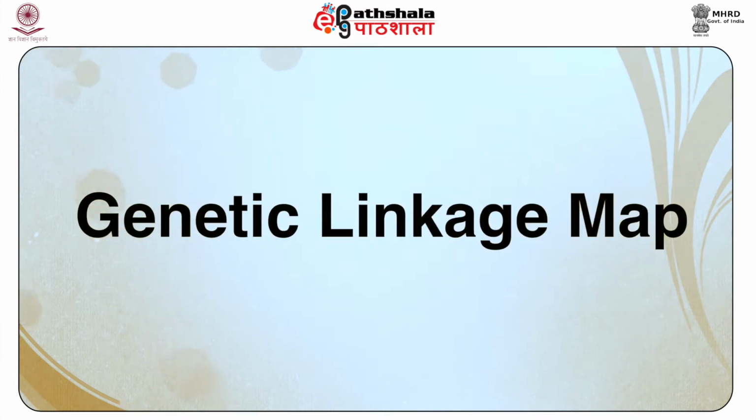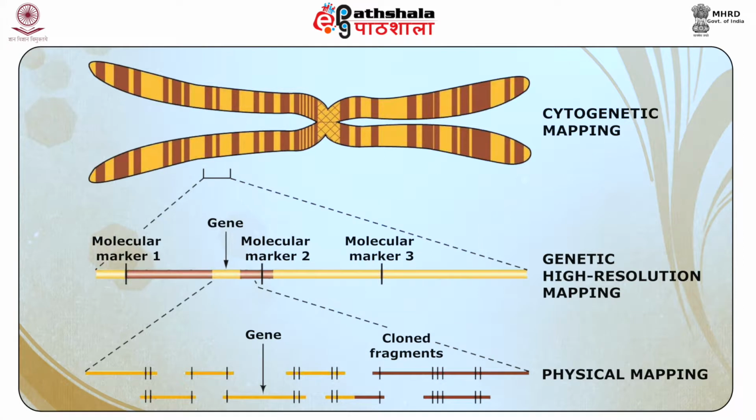After studying cytogenetic maps, now we will be studying the genetic linkage map. A genetic linkage map is a genetic map of a species or experimental population that shows the position of its known genes or genetic markers relative to each other in terms of recombination frequency rather than a specific physical distance along each chromosome. Linkage mapping is critical for identifying the location of genes that cause genetic diseases.